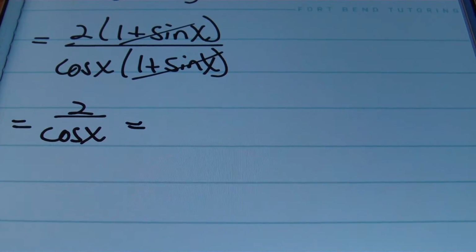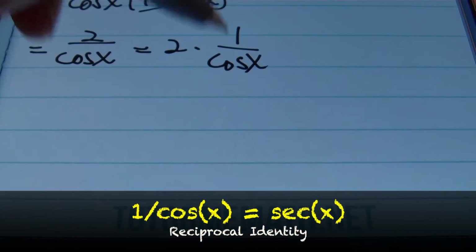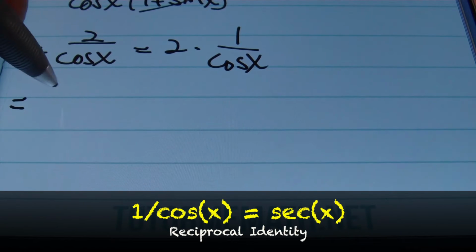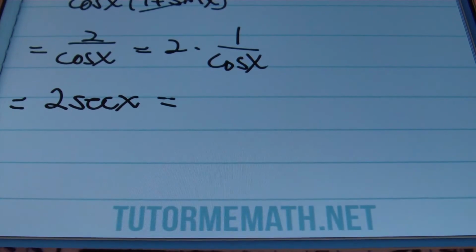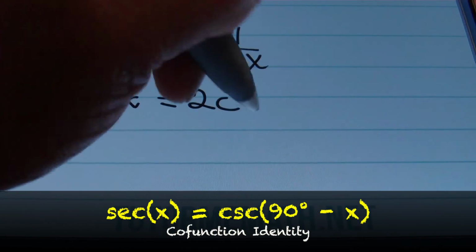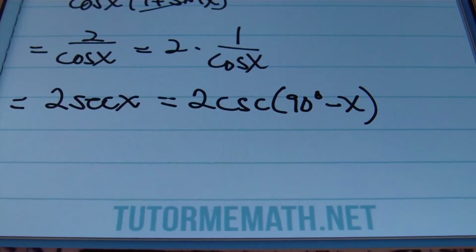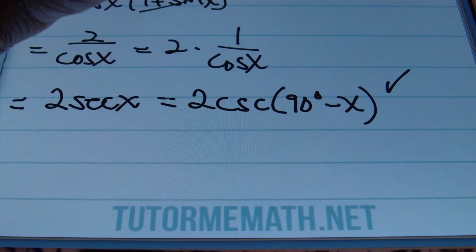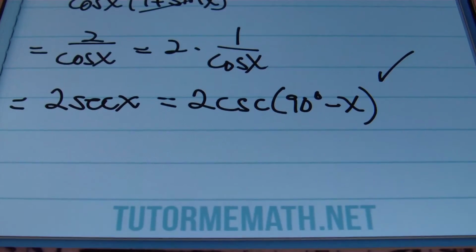If I were to expand this, I could show that this is going to be 2 times 1 over cosine x. Using your reciprocal identities, we know that 1 over cosine x is secant x. And using our cofunction identity, secant x is equivalent to cosecant of 90 degrees minus x, bringing over that 2. Just like that, the left side now equals the right side. There it is, that's a check mark. That check mark is going to have to do. Left side equals the right side. That's problem number 2. Moving on to our next problem.